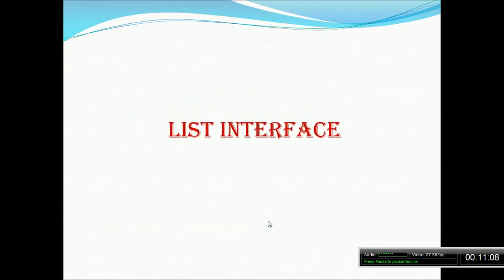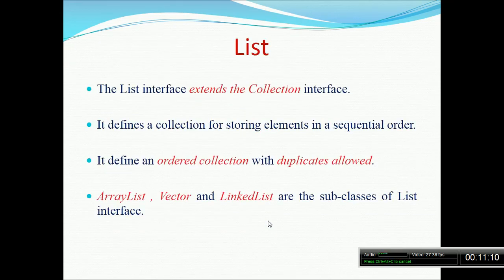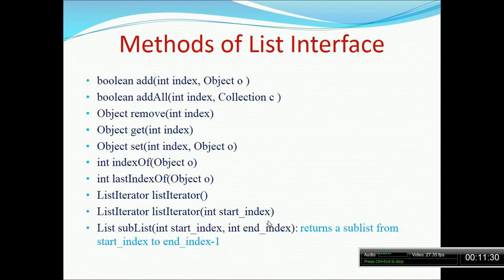Come to the list interface. The list interface extends the collection interface. It defines a collection for storing the elements in a sequential order. It is defined as an ordered collection with duplicates allowed. We have ArrayList, Vector and LinkedList as the subclasses of the interface. For example, we'll go with the ArrayList.